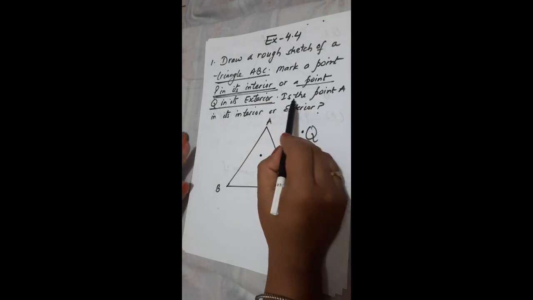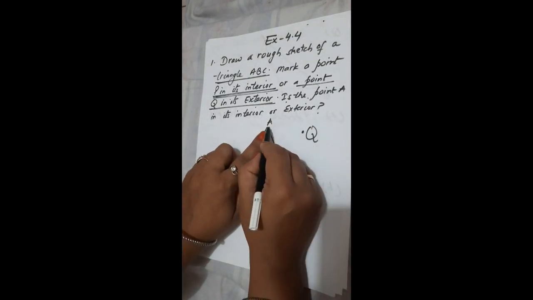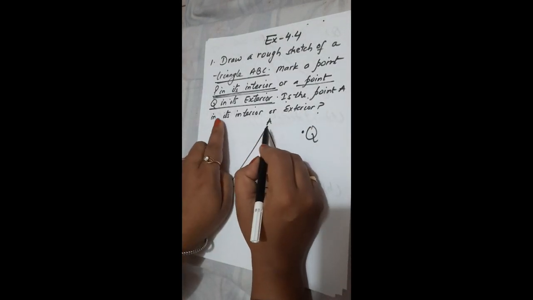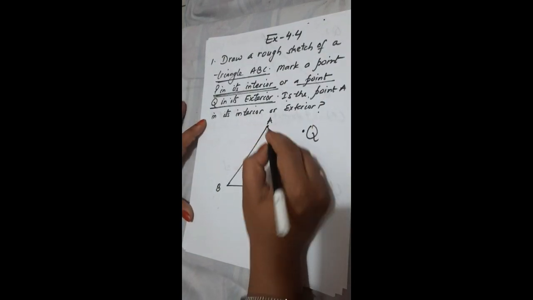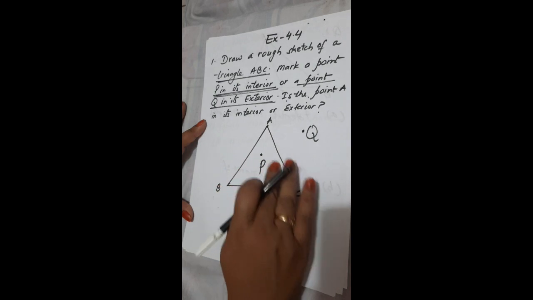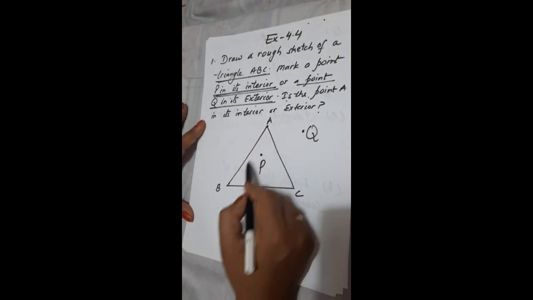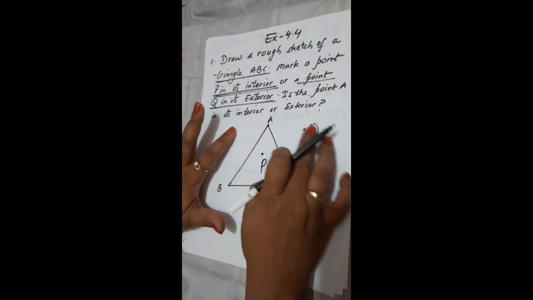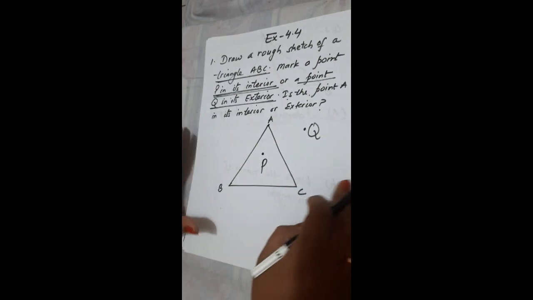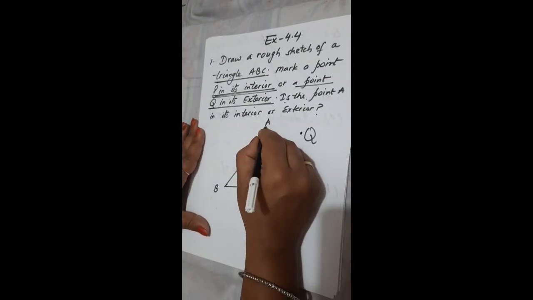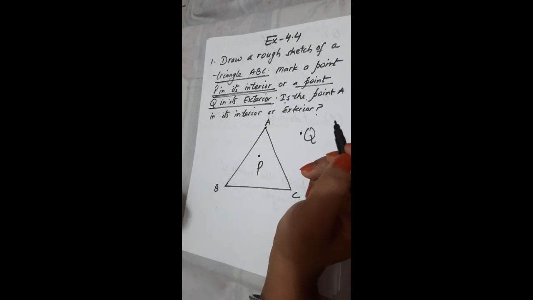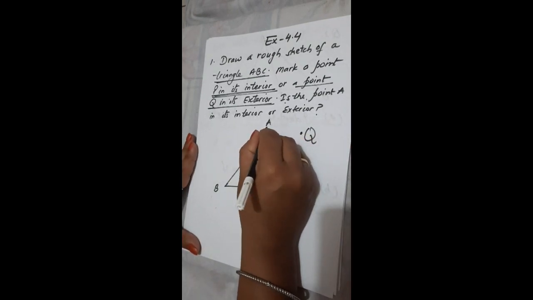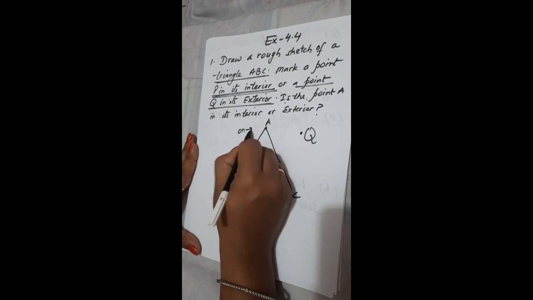Next we have: is the point A in its interior or exterior? Is this point in its interior or exterior? As this whole enclosed part is the interior, and the remaining outside is the exterior. But here A neither lies in the interior nor the exterior. It lies on the triangle.